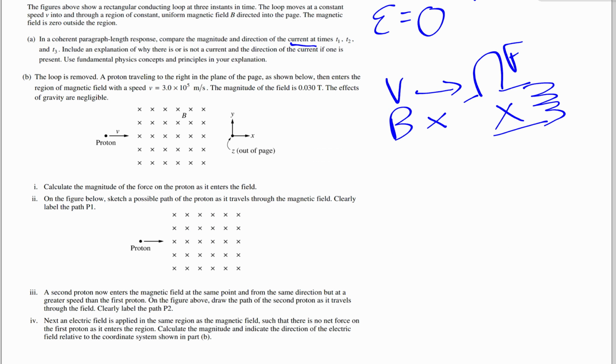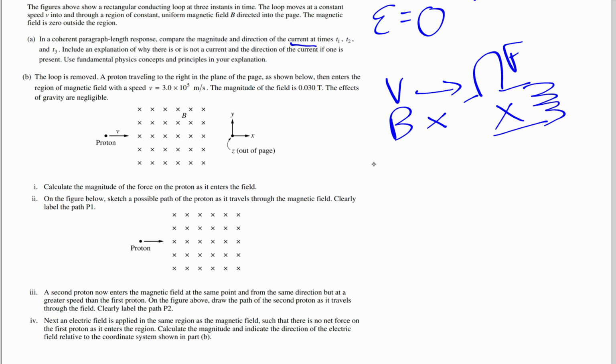All right, now let's look at part B. The loop is removed. A proton is traveling to the right in the plane of the page. It enters the region of magnetic field with V equals 3 times 10 to the 5th meters per second. The magnitude of the field is 0.03 T. We can ignore gravity. Calculate the magnitude of the force on the proton as it enters the field.